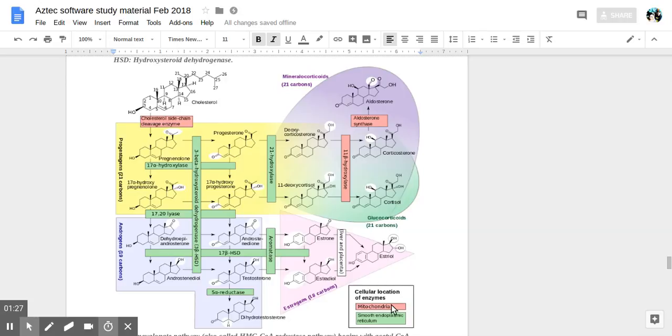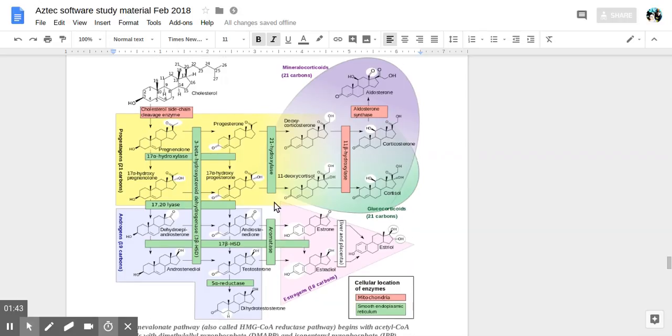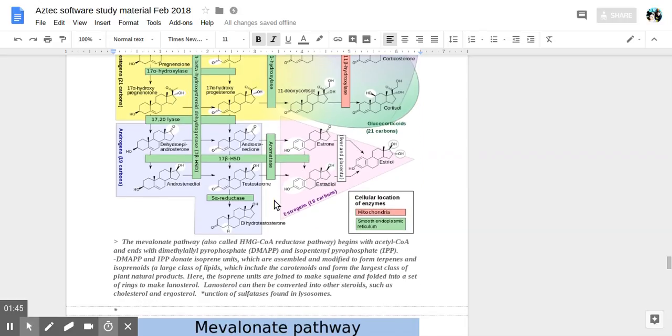Cellular locations of enzymes. So in pink, those enzymes are found in the mitochondria. In green, they're found in the smooth endoplasmic reticulum, which we learned about previously. So those are the different steroid hormones.